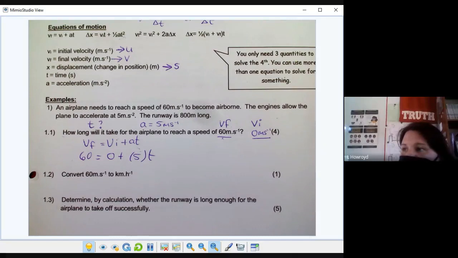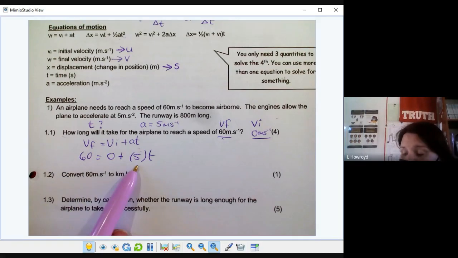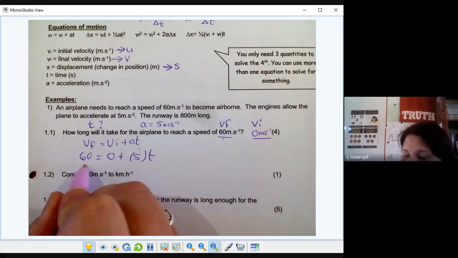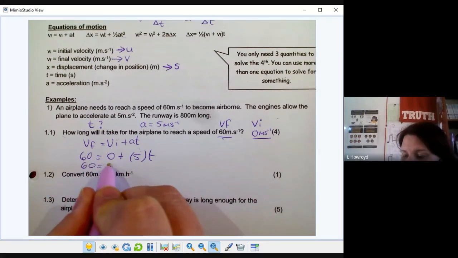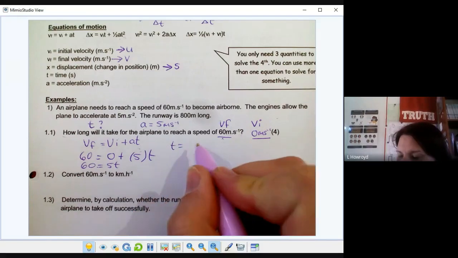Now we are going to do maths, but now that's nice and easy because my VI is 0. If my VI was not 0, I would first have to take that over and subtract it, and then divide by 5. But because it's 0, that whole term just disappears. Okay, so I get 60 is equal to 5 times T. What is 60 divided by 5?